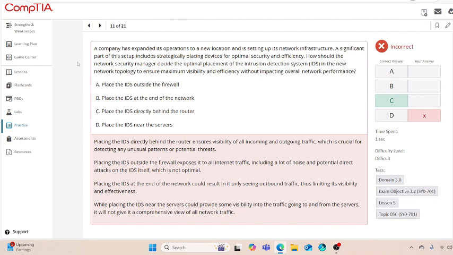Placing the IDS directly behind the router ensures visibility of all incoming and outgoing traffic, which is crucial for detecting any unusual patterns or potential threats.